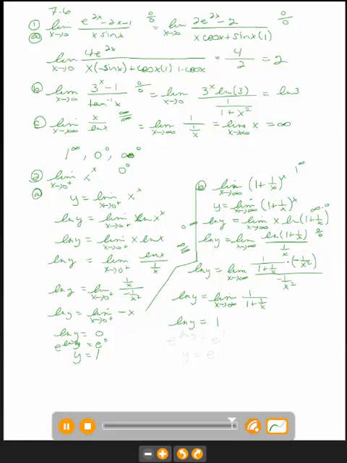Now you have to get rid of the natural log, so you put an e through. The e and the natural log cancel, and y is equal to e. So my limit is e.